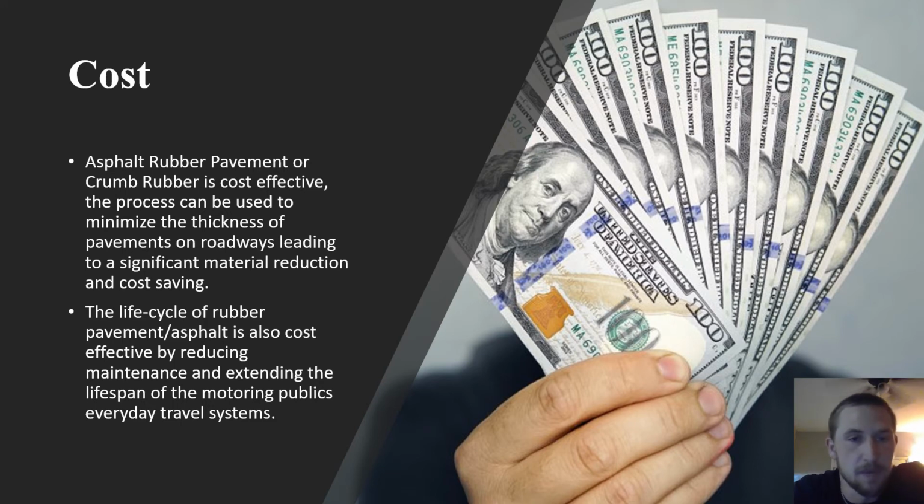Cost for asphalt rubber pavement. Asphalt rubber pavement, or crumb rubber, is cost effective. The process can be used to minimize the thickness of pavements on roadways, leading to a significant material reduction and cost saving. The life cycle of rubber asphalt pavement is also cost effective by reducing maintenance and extending the lifespan of the motor public's everyday travel systems.